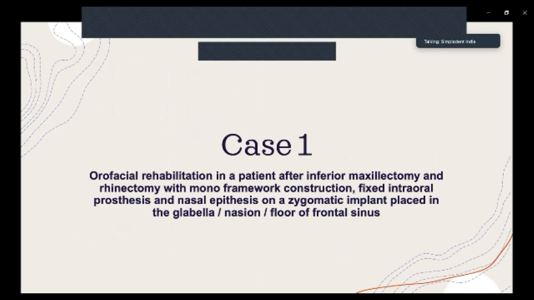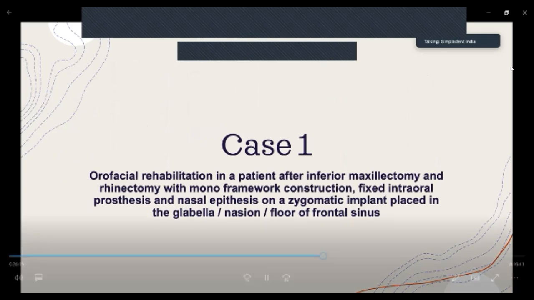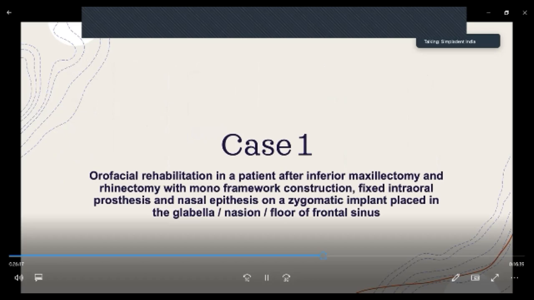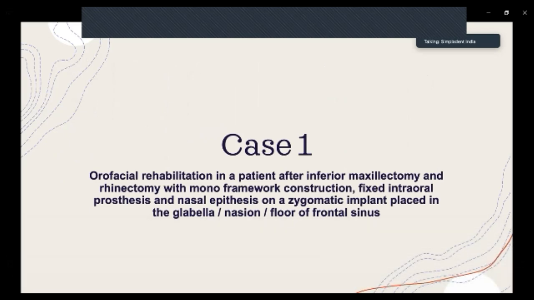This case was done in 2019, and it is the first case ever where a zygomatic implant has been placed in the glabella. In ever actually it has been done. And I am proud to say that we are the people who did it for the first time in 2019.